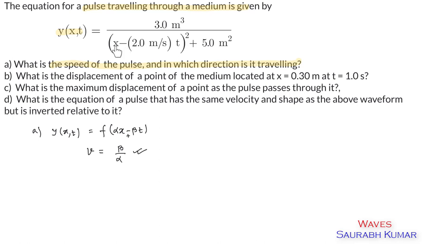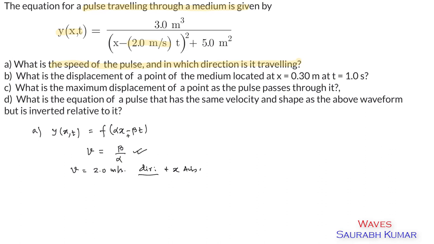So look at this expression. This is in the form alpha x minus beta t. How much is alpha? 1. So this beta will be speed of pulse. So straight away we know speed of pulse is 2 meter per second. As far as direction is concerned, the minus sign between x and beta t term, or vt term, explains that direction is along positive x axis.